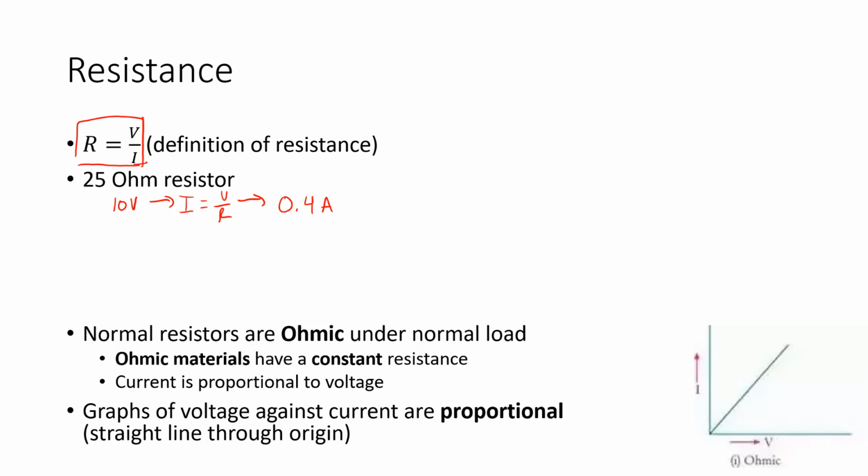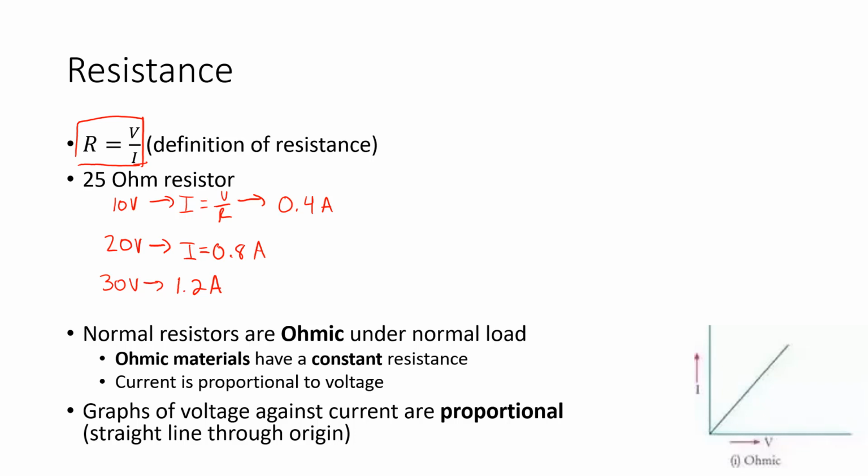Well, since it's 25 ohms, that ratio is going to be constant. So if I double the voltage, that implies that my current is going to be twice as much, 0.8 amps, and so on and so forth. 30 volts will be 1.2 amps. That's what a 25 ohm resistance means, that ratio is this specific value.